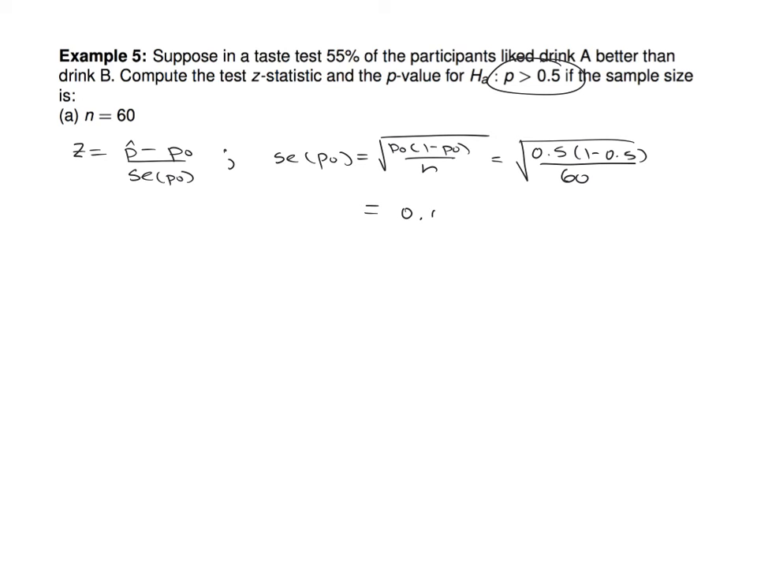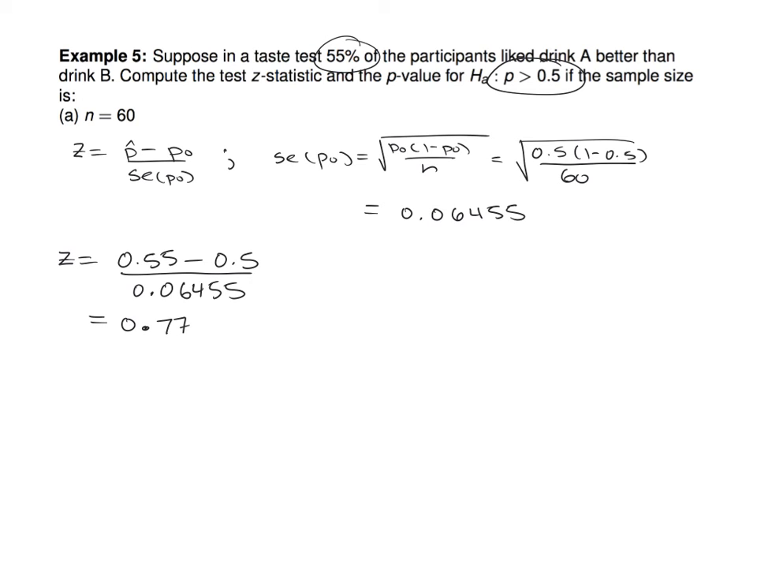which gives us 0.06455. Now our Z statistic is what we had, 55% like drink A better, 0.55, minus the null value of 0.5, all divided by the standard error, 0.06455, which comes out to be 0.77. And that should already say not unusual. This sample is less than a whole standard deviation above the mean, not strange.